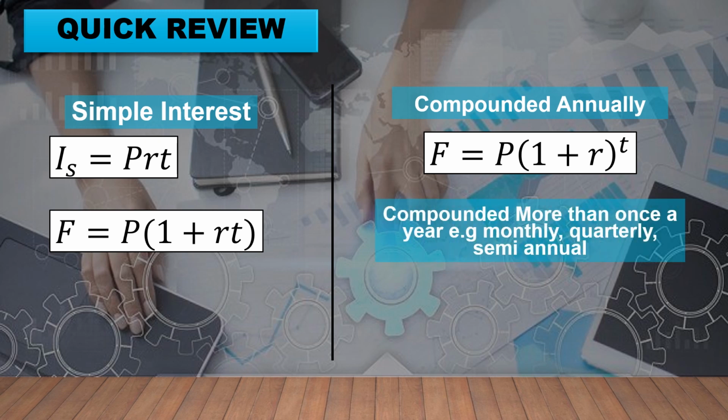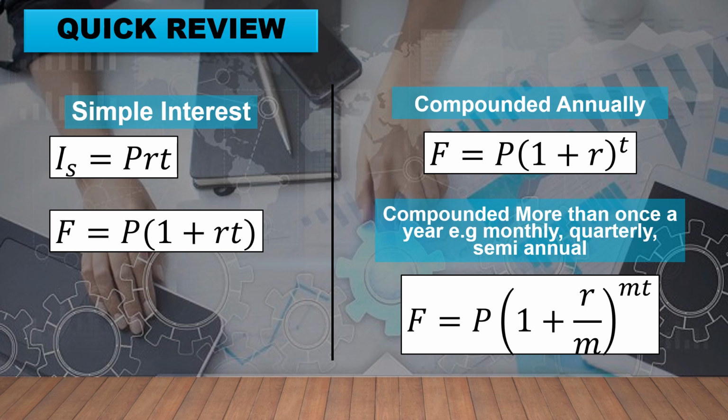Now if the compounding period is more than once a year, like monthly, quarterly, or semi-annual, we have the formula for future value. F is equal to principal times the quantity 1 plus rate over the compounding period, quantity raised to compounding period times T, or times time, term.